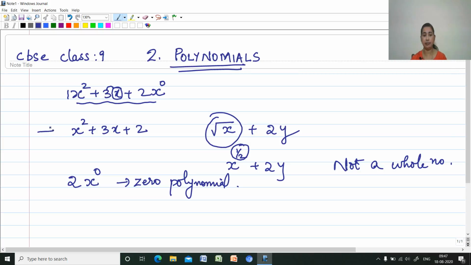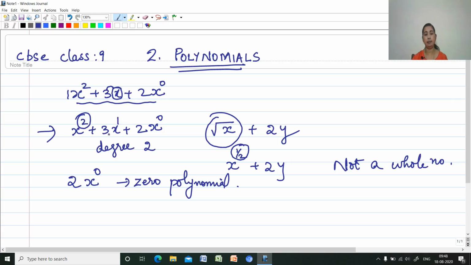The first one which I have written is a polynomial in one variable. It consists of only one variable, only x. And the power, the highest value, is called the degree of the polynomial, or the highest power. Here we have x squared plus 3x raised to 1, then x raised to 0. So the highest power you can see is 2. So it has degree 2.